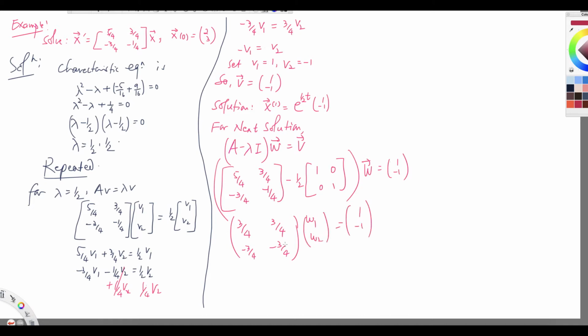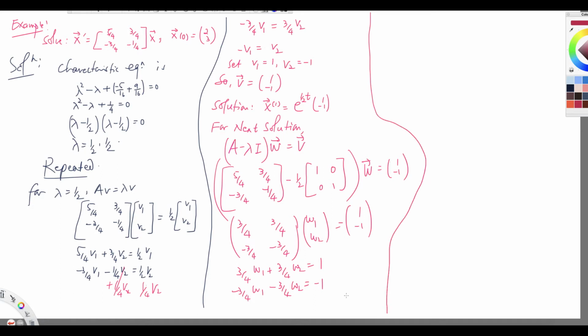Okay, now, how do I solve this? You will get 3/4 times w1 plus 3/4 times w2 equals 1. This is one equation. Another equation is negative 3/4 times w1 minus 3/4 times w2 equals negative 1. Okay, so now you need to solve these two equations.